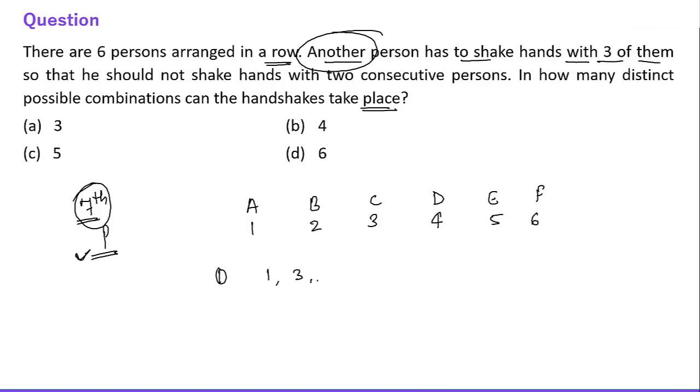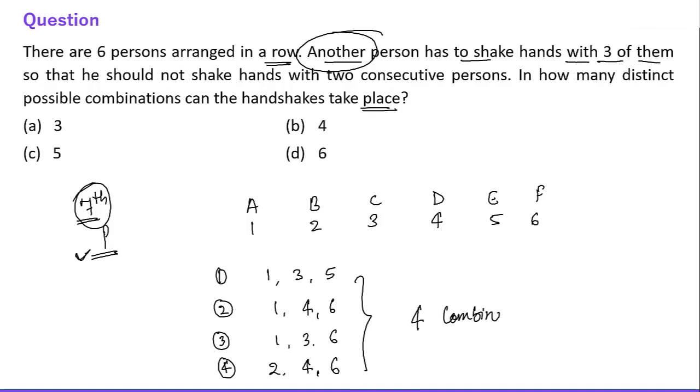1, 3, 5, right? The second combination will be 1, 4, 6, right? And the third combination will be 1, 3, 6. 1, 3, 6 can also happen, right? And the fourth combination will be 2, 4, 6. Right? Yes. So here no 2 consecutive persons are there. Okay. So 4 combinations are possible. Okay, everyone, 4 combinations are possible. Right? Okay. Now let's move to the other question.